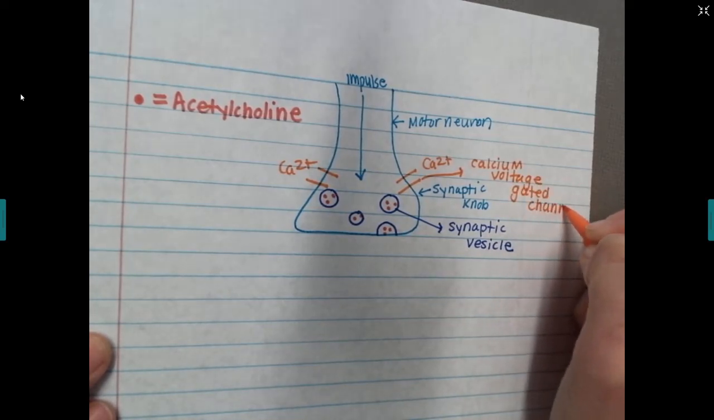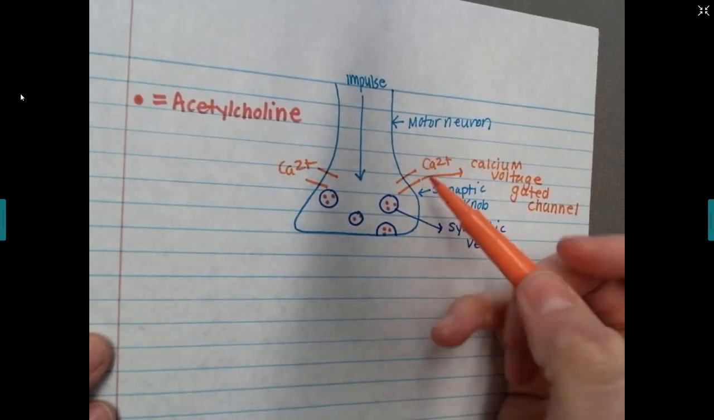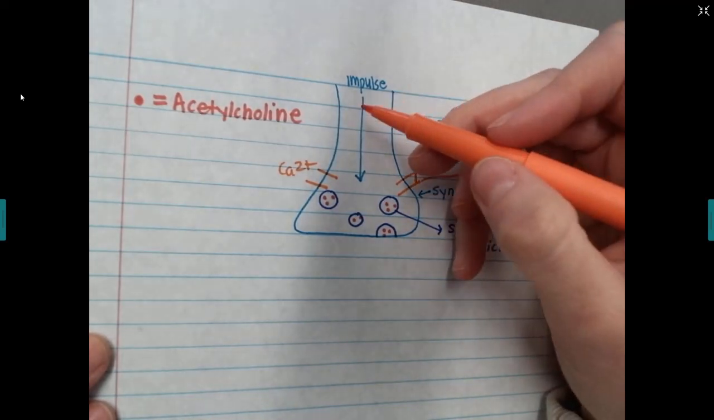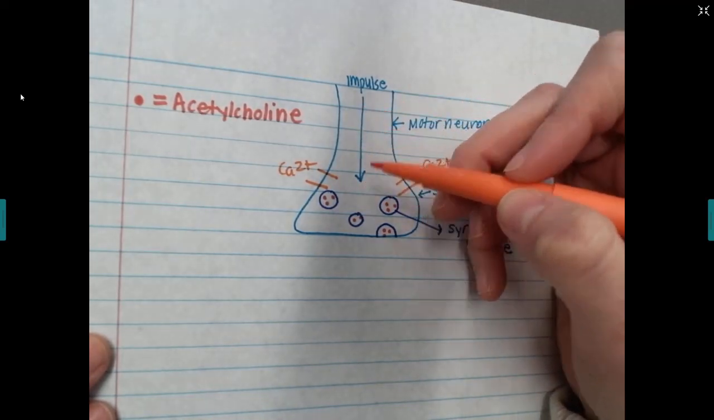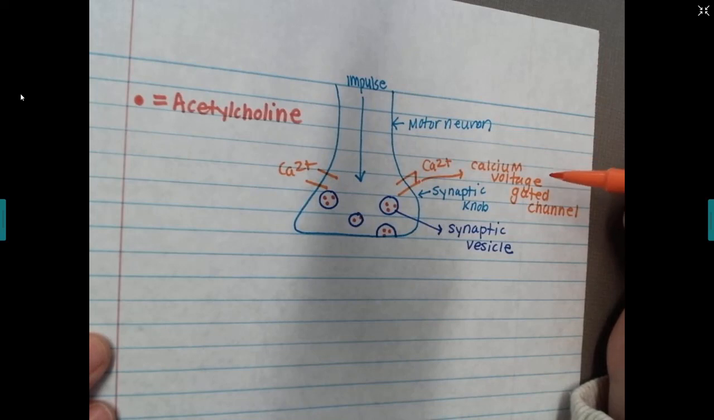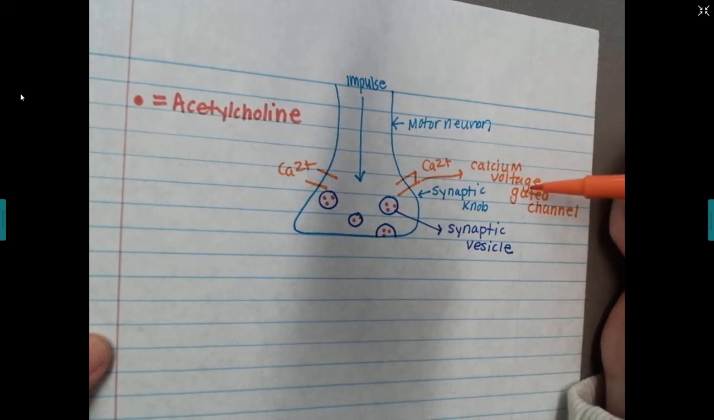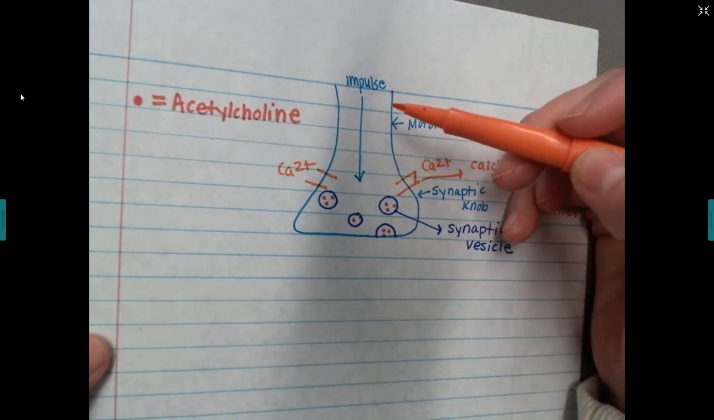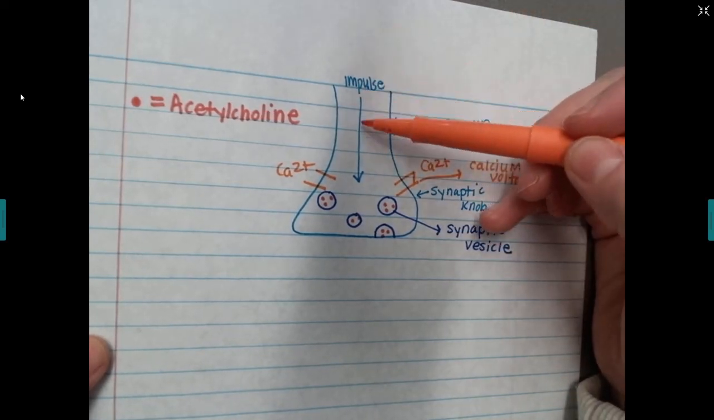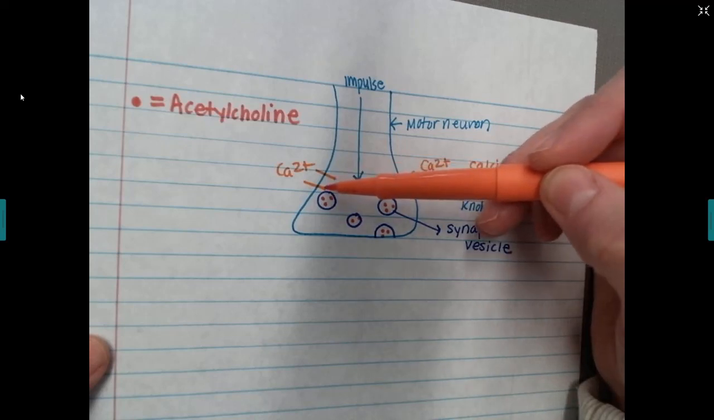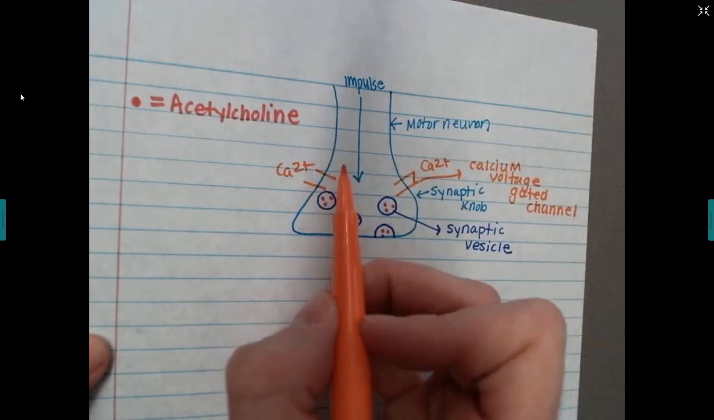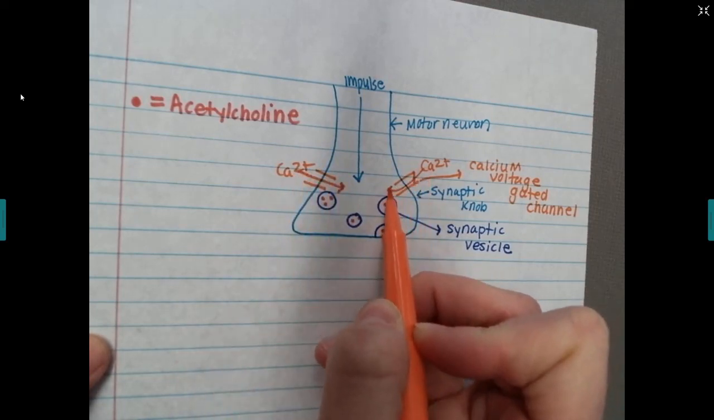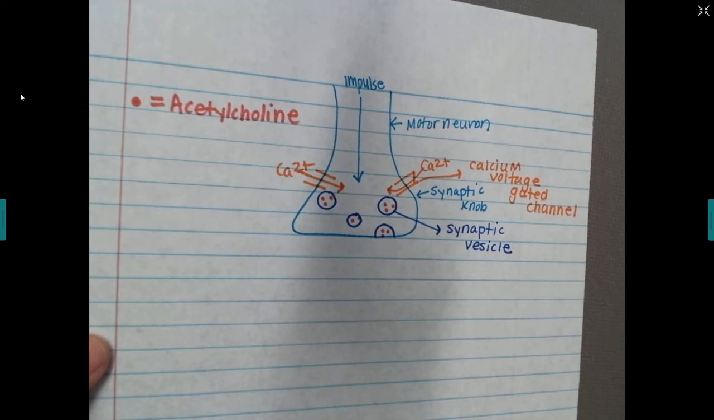And all that means is that the door of this gate is closed unless it gets a signal to open. Okay, and the way that a voltage-gated channel opens is by a voltage change, meaning like electricity or a lightning bolt zooming down this motor neuron. So the impulse comes and travels down until it reaches these calcium gates. When it reaches calcium voltage-gated channels, calcium rushes into the synaptic knob.